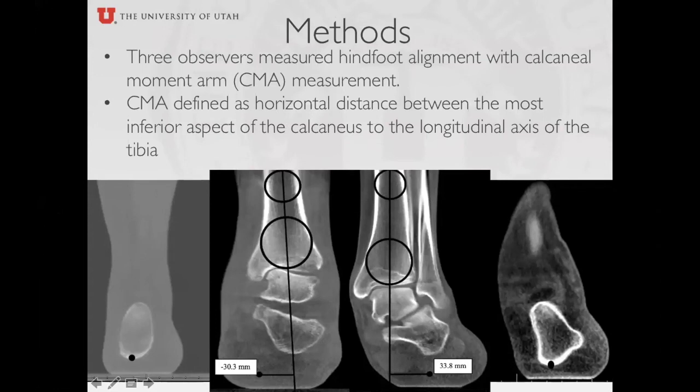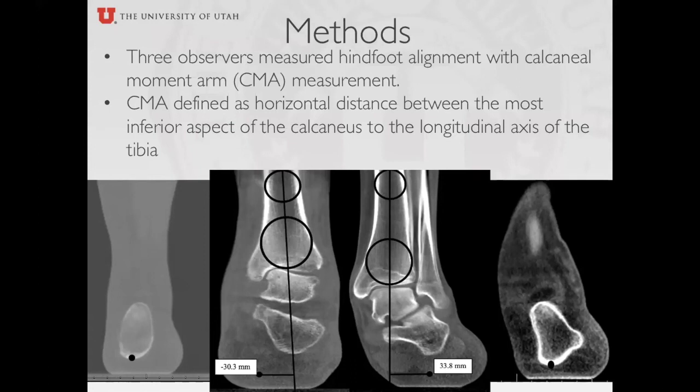So in order to do this, we had to measure hindfoot alignment, and we did that with the calcaneal moment arm measurement, which has been published in the literature and is one of the most common ways of measuring overall hindfoot alignment. So we had 3 independent observers measure hindfoot alignment using this measurement. To do this, you basically find the coronal weight-bearing CT scan slice where the tibial diaphysis is at its widest.